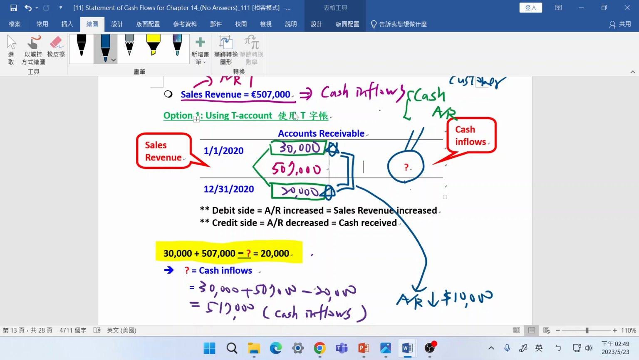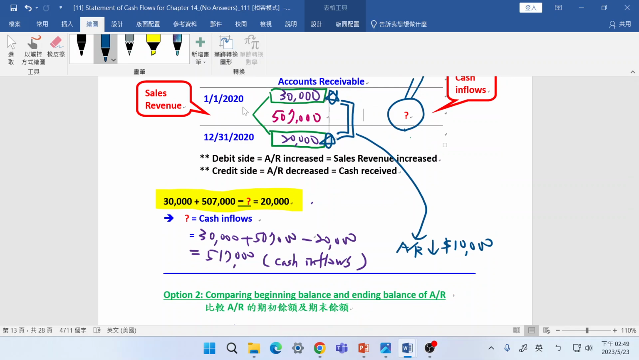So your accounts receivable decreased $10,000 means what? Means customers paid more money back to you. Customers paid more cash. Okay? So this is the second option you could use. Just compare beginning and ending balance. You will find that when accounts receivable decrease, it means customers paid more.